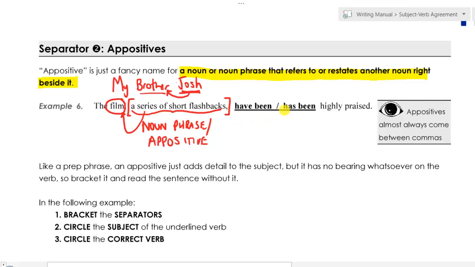The film have been or has been highly praised. The film has been highly praised. We would not say the film have been highly praised. Again, notice that we have this plural noun inside the separator, inside the appositive, that's bumped right up next to the verb. So it appears as if flashbacks have been highly praised. That would actually sound perfectly fine. However, the noun inside our appositive, just like the noun inside a prepositional phrase, will not have any bearing on the verb. The only noun that's important here in terms of determining our verb is this film, which is singular, so we need a singular verb.